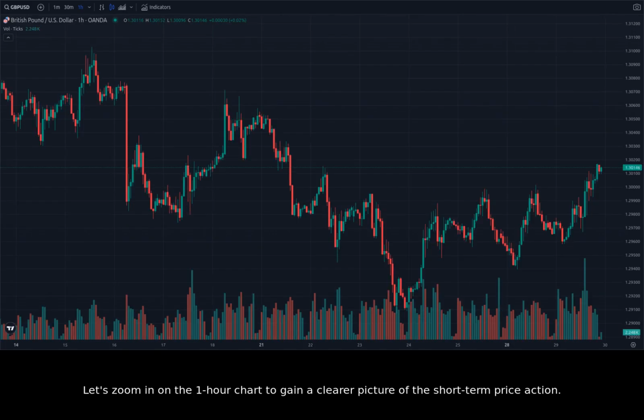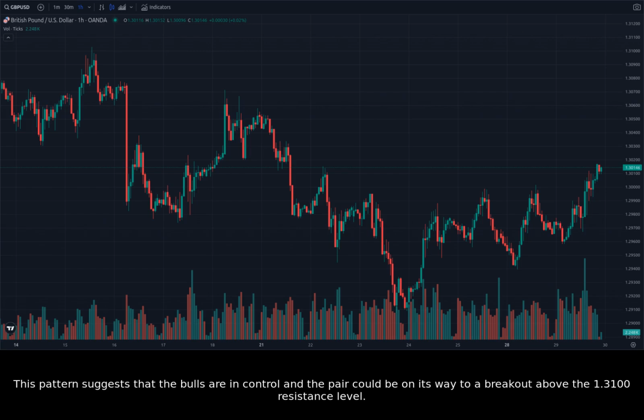Let's zoom in on the 1-hour chart to gain a clearer picture of the short-term price action. The 1-hour chart reveals that the pair has been forming a series of higher highs and higher lows in recent days. This pattern suggests that the bulls are in control and the pair could be on its way to a breakout above the 1.3100 resistance level.